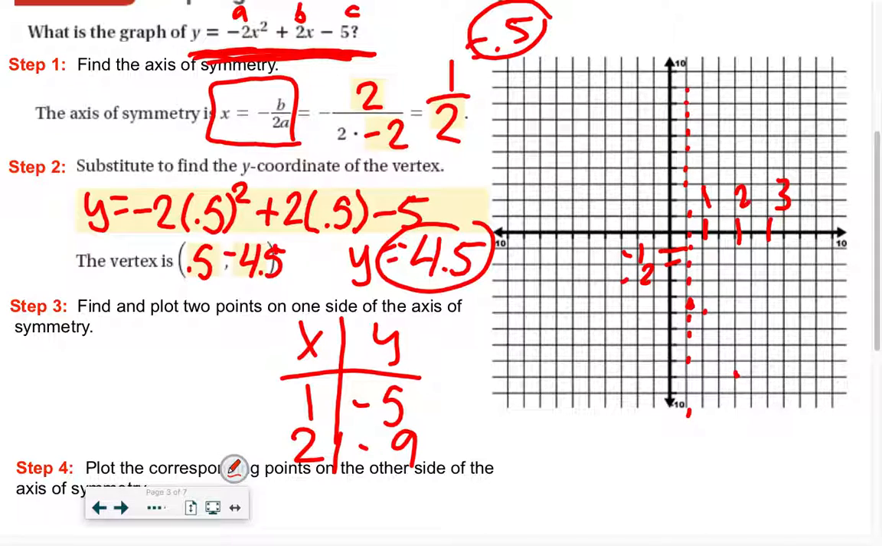Then all I do is mirror those like we did yesterday, and draw a nice little curve. Okay, so pretty much the only thing that's different from yesterday, we were just flat out given the vertex. Today we kind of work for it. Other than that, the rest of the steps are the same.